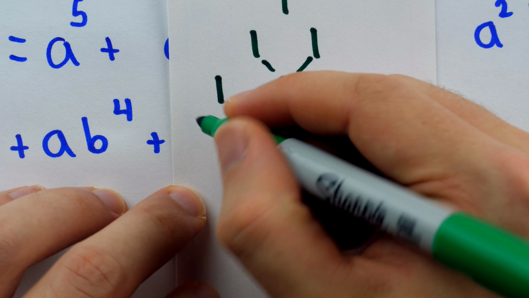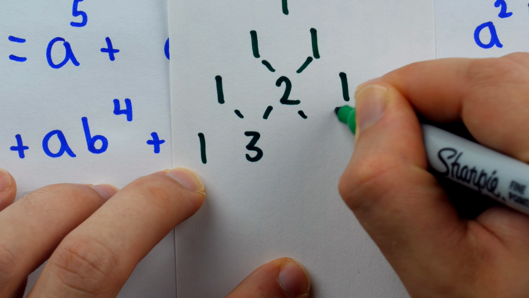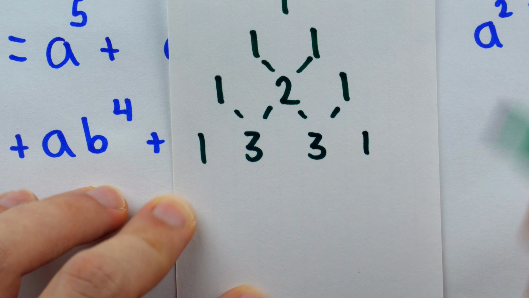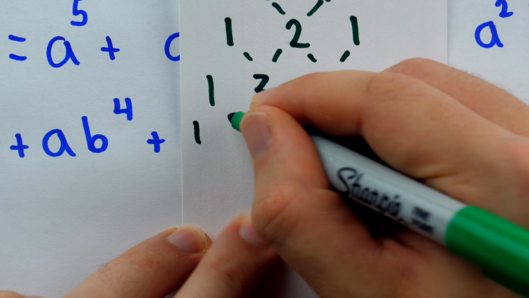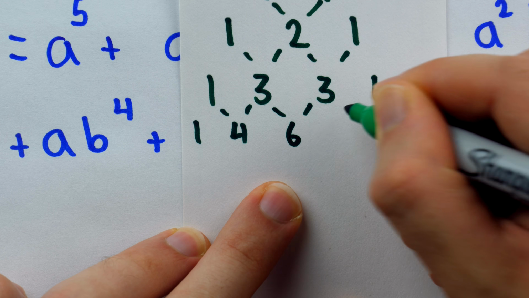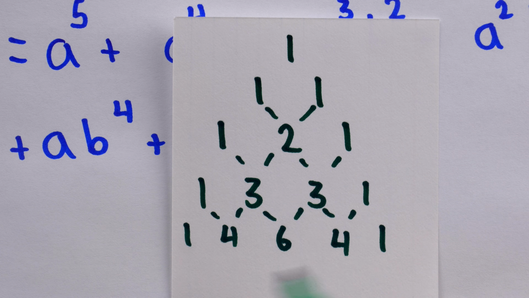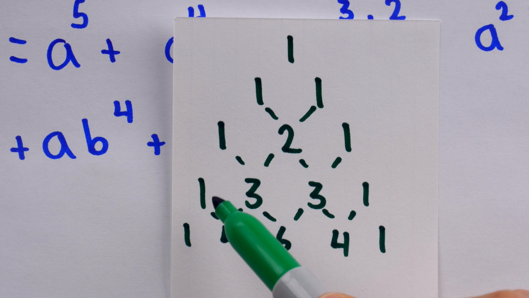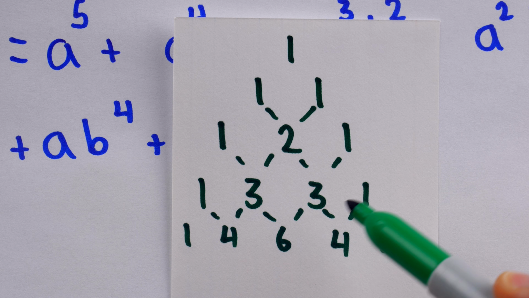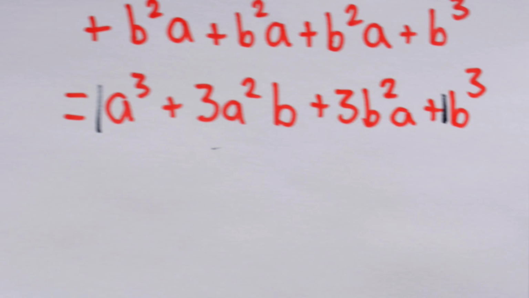For the next row, at the edge I'd have a 1, and then 1 plus 2 is 3, 2 plus 1 is 3, at the edge we have a 1. For the next row, again at the edge we have a 1, 1 plus 3 is 4, 3 plus 3 is 6, 3 plus 1 is 4, and at the edge we have a 1. What do these have to do with combinations and the coefficients of our binomial? Well, look at this row, 1, 3, 3, 1. Does that look familiar? Those are exactly the coefficients we got when we did a plus b cubed.